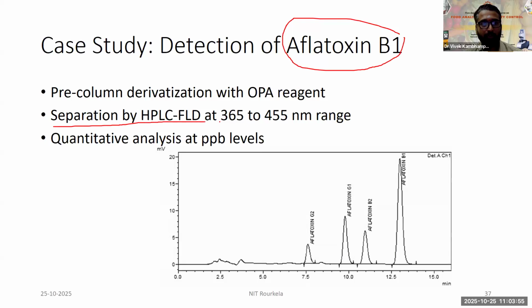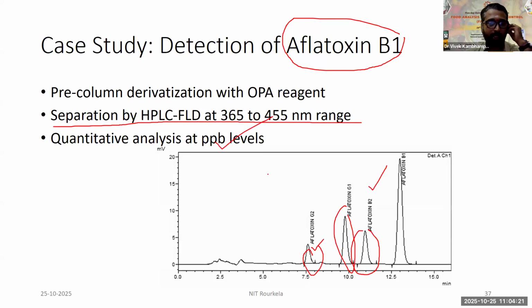Separation by the HPLC FLD method at 365 to 455 nanometer. See here, aflatoxin G2 at this particular retention time. Aflatoxin G1 at around 10. Aflatoxin B2 at around 11. Like this, you'll observe different peaks at different retention times. That particular peak corresponds to what kind of aflatoxin, and we can identify it. Quantitative analysis at ppb levels.